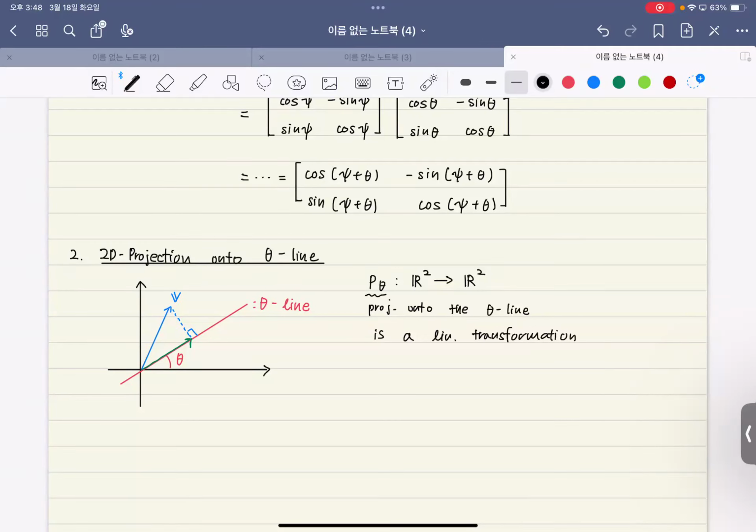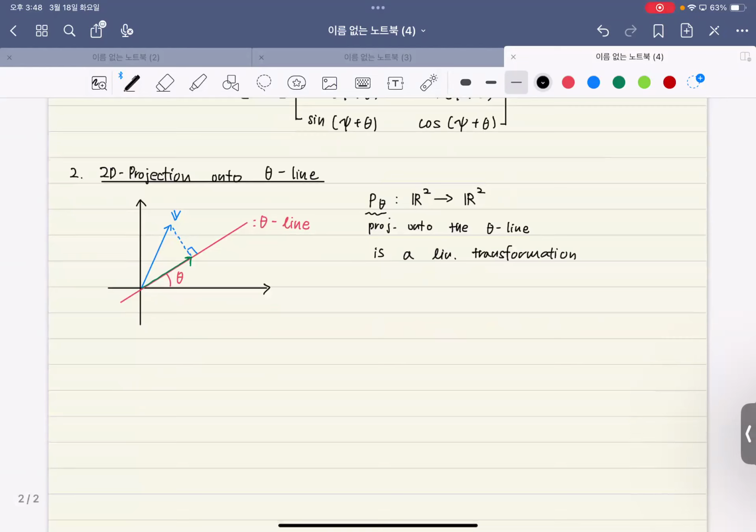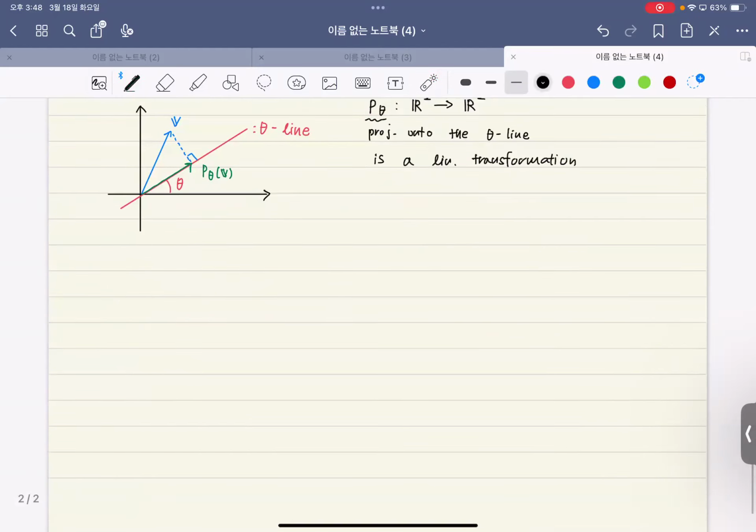Also, I want to find a matrix representation of P theta in terms of the standard basis. Okay. How do you do this? So this is P theta and V. To find the matrix representation of this, I will need to keep track of the projection of each of the basis vectors and write the answer in terms of the standard basis.